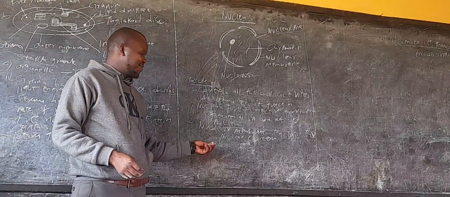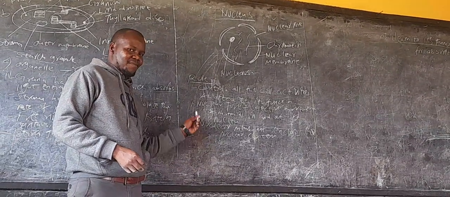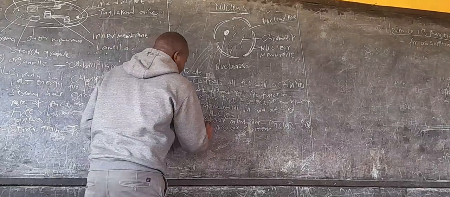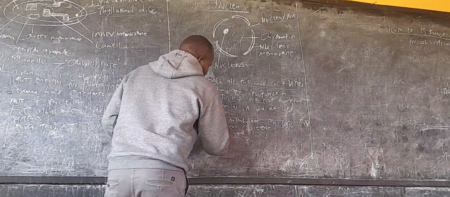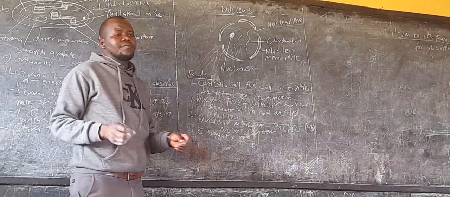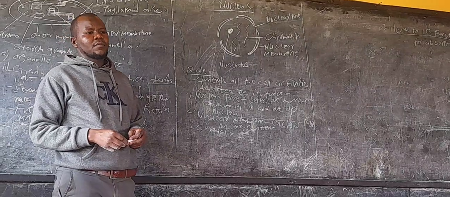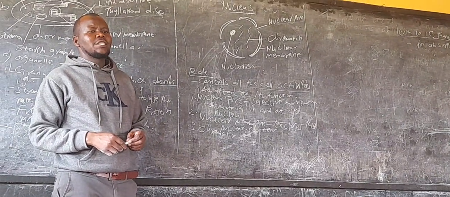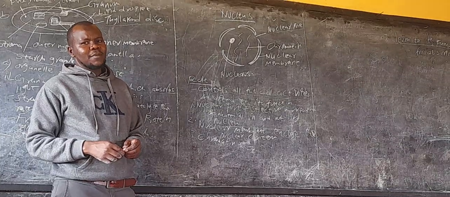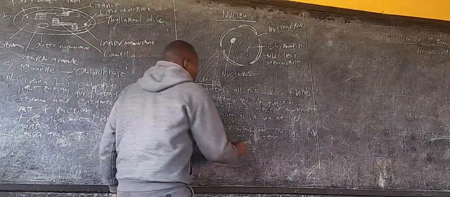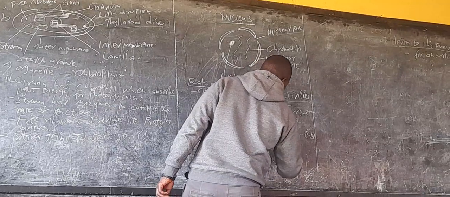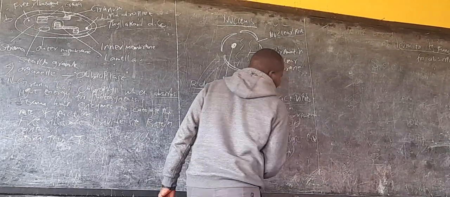Which one is the third? Chromatin. What is the role of chromatin? It contains genetic material. Which is this genetic material? DNA. Chromatin contains the genetic material, that is DNA, our genetic material.